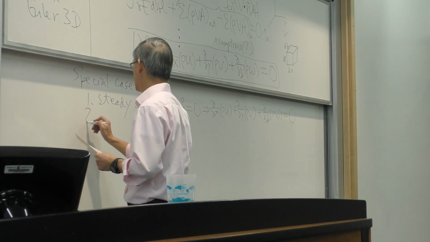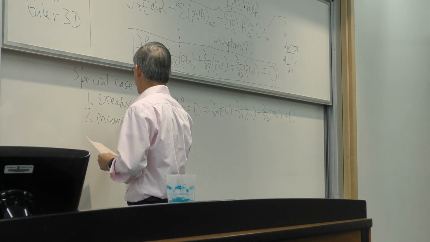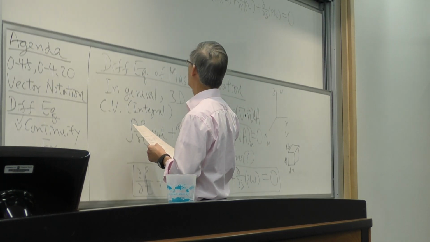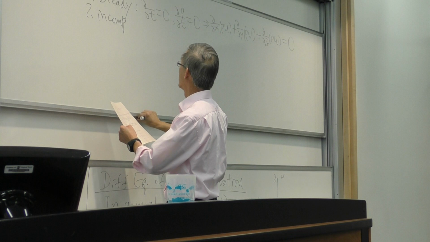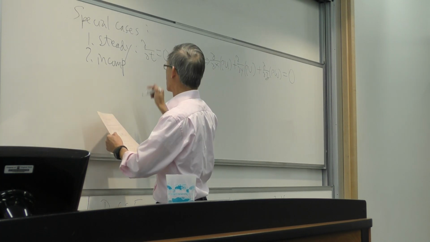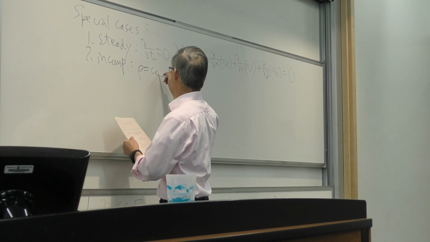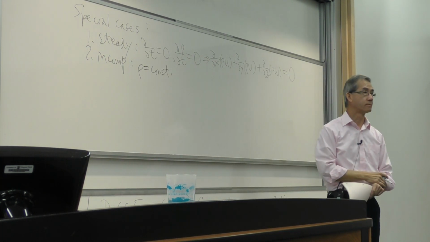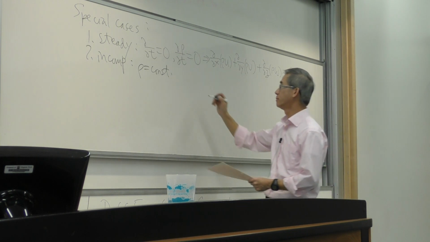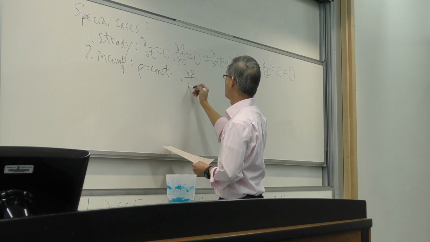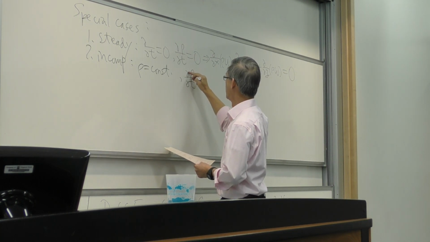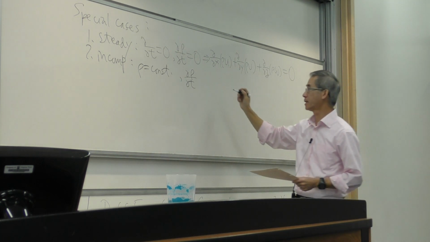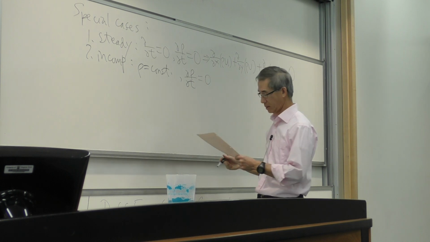More special cases. What if I tell you the density is constant? How would that further allow you to simplify the problem? Incompressible, constant density. What happened then to the partial of rho with respect to time? What would that equal to? 0. It's 0 for a different reason, not that it's steady, but because the density is constant.